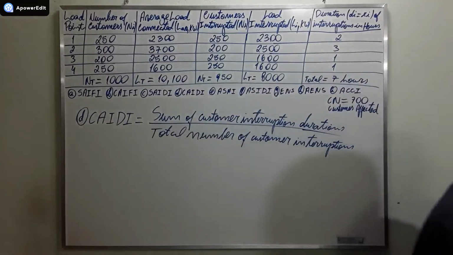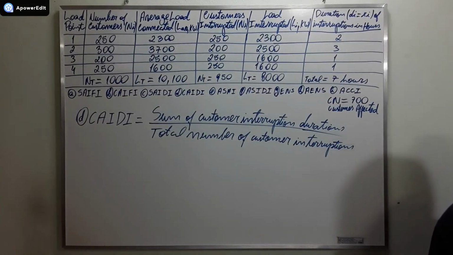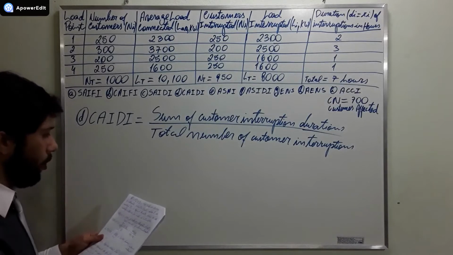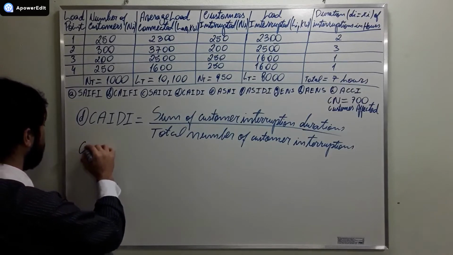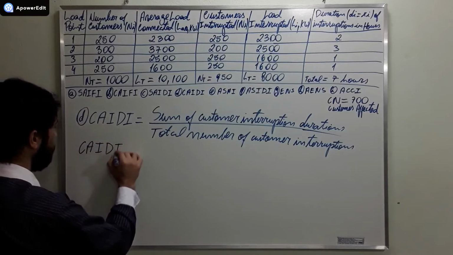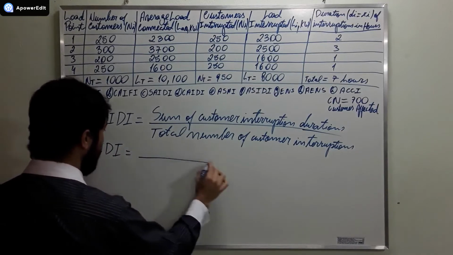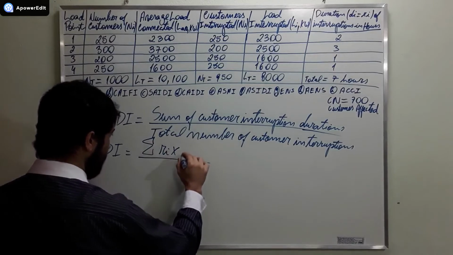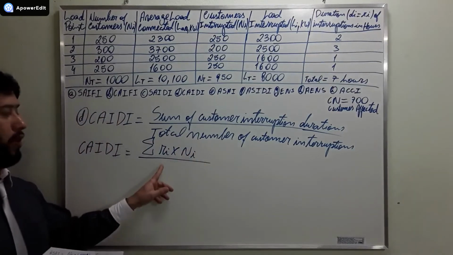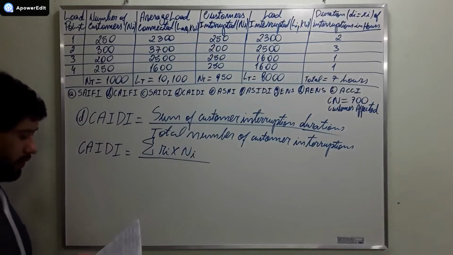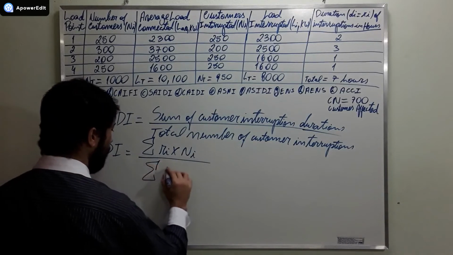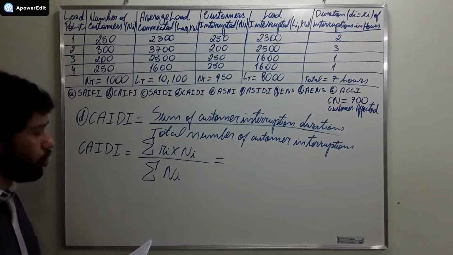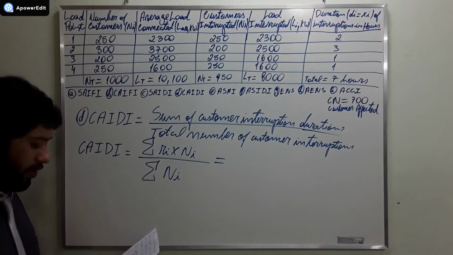Okay? Are you guys understanding everything? And then we can find the CAIDI as the summation of the product between Ri and Ni, divided by the summation of Ni. And this, we have a shortcut to this, okay? There is a shortcut to this.